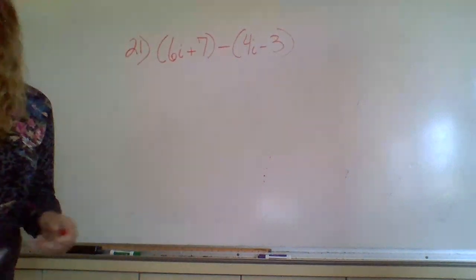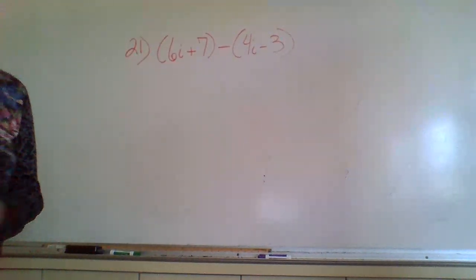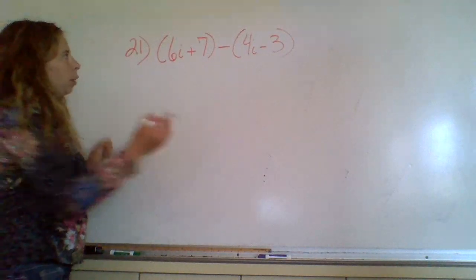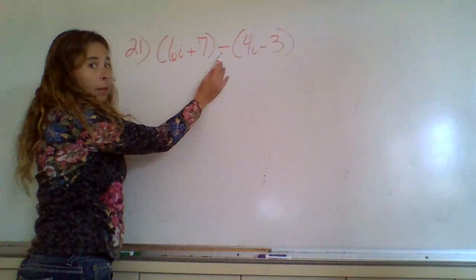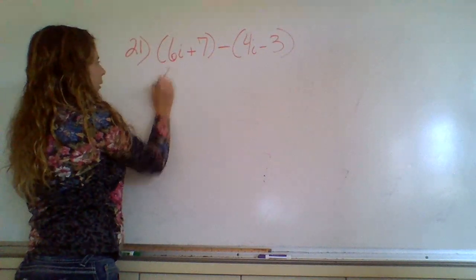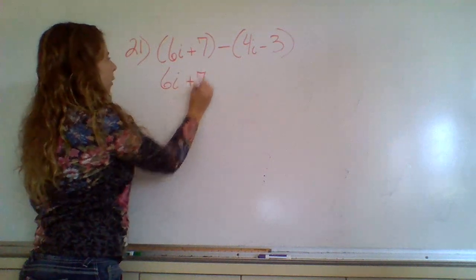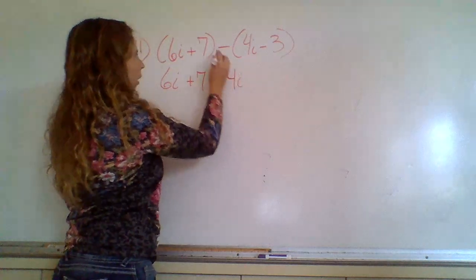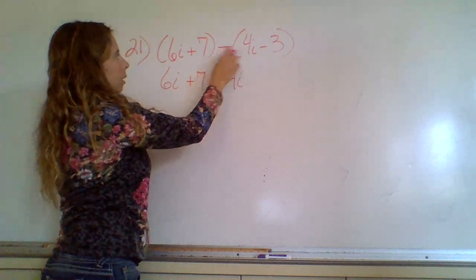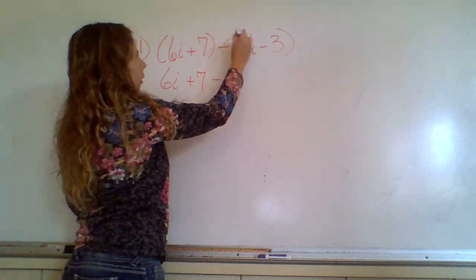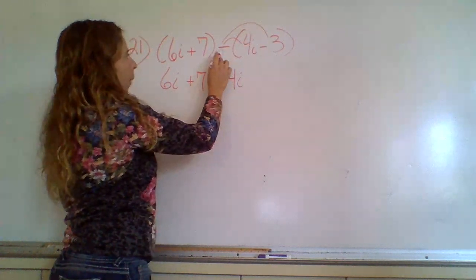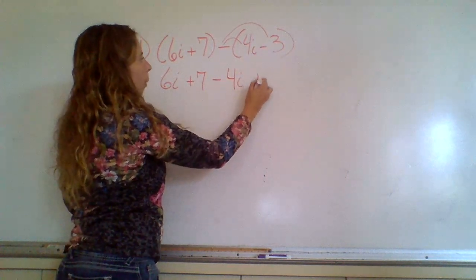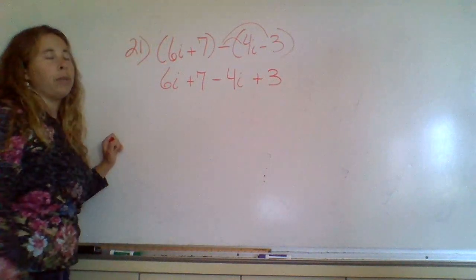Okay, this is number 21. Your directions are still simplify. Do not multiply these together. You are subtracting. You are not multiplying. So this becomes 6i plus 7. Just rewrite this one. And then minus 4i. You're basically distributing this minus sign. So it becomes minus 4i, and it becomes minus negative 3. Minus negative 3 turns it into a positive 3. Be very careful with signs.